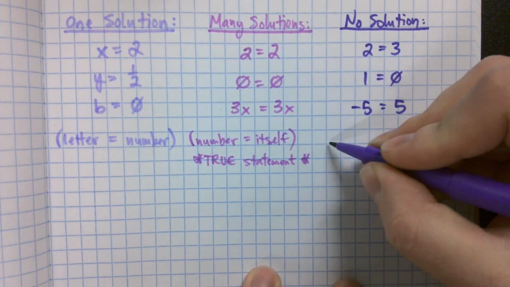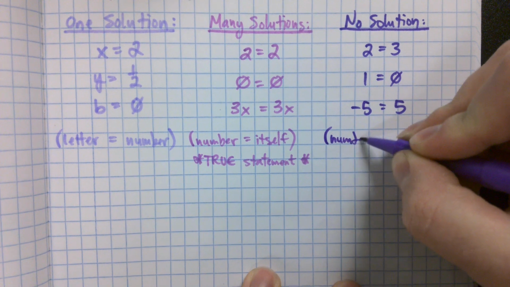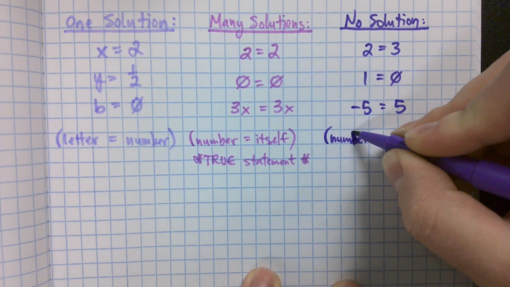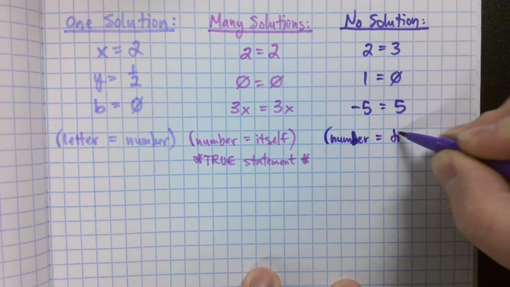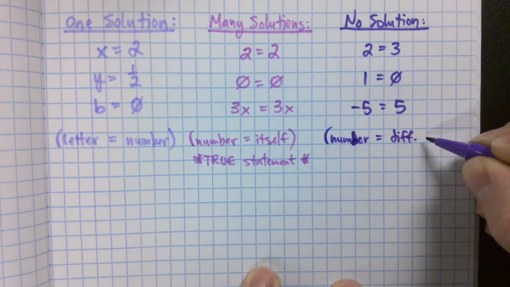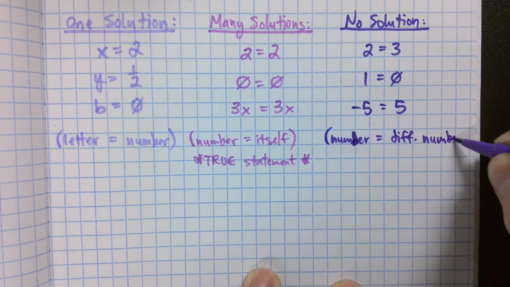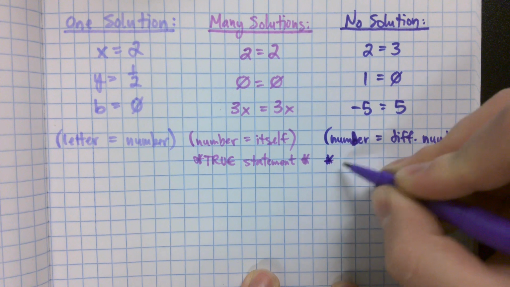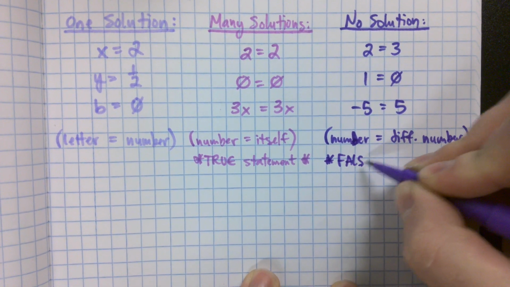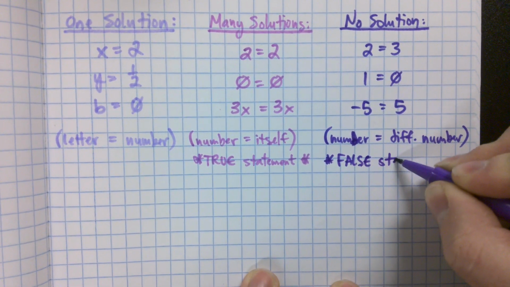So we know that we have no solution if we have a number, that's a D, I meant a B, number equals a different number. Like I said, also known as a false statement.